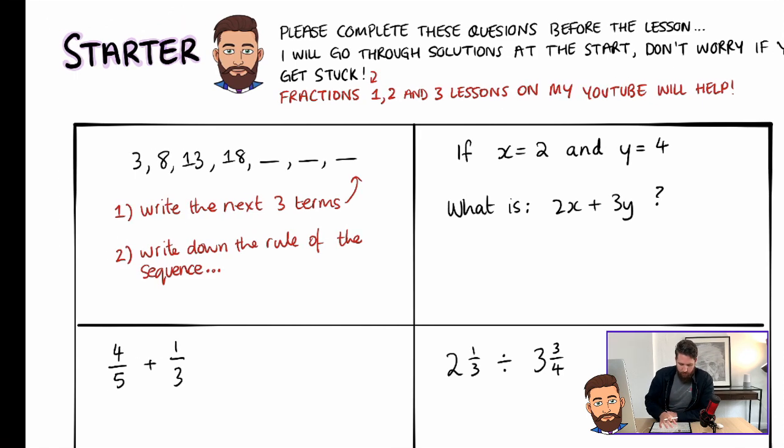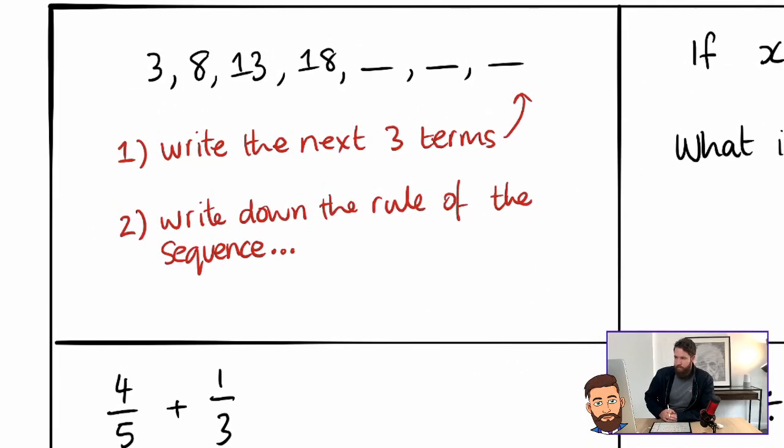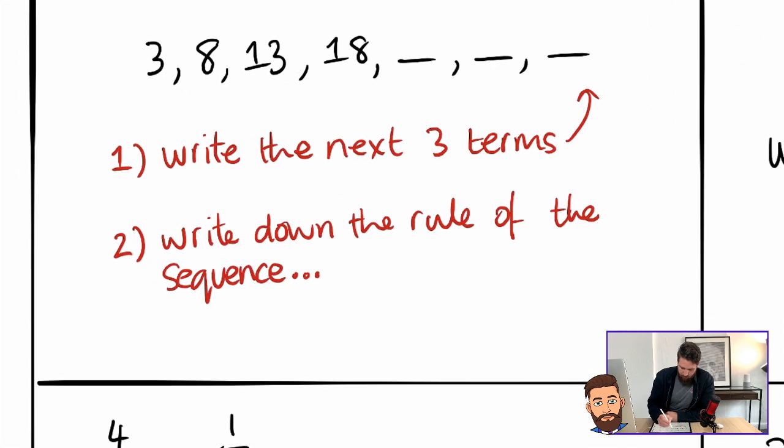So if we focus on the top left question, we've been given a number sequence and I've asked you to write the next 3 terms in the sequence. So hopefully you looked at the sequence and decided that it is going up by 5 each time.